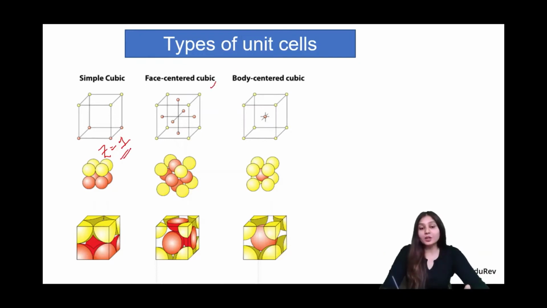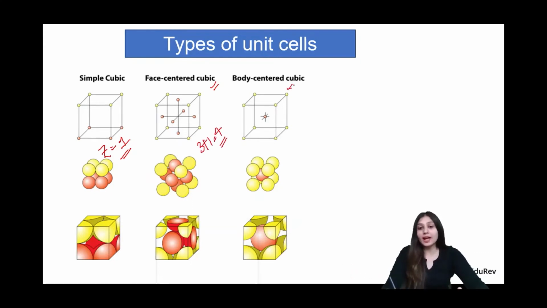In case of face-centered, in addition to the ones present at the corners, just like in simple cubic, we have atoms present at each face of the cube. You know that a cube has 6 faces, which means it should have 6 extra atoms, but each face is shared between 2 cubes. So we have a total of 3 plus 1, which means 4 atoms in this unit cell.